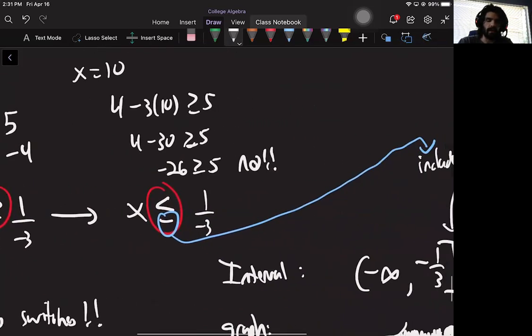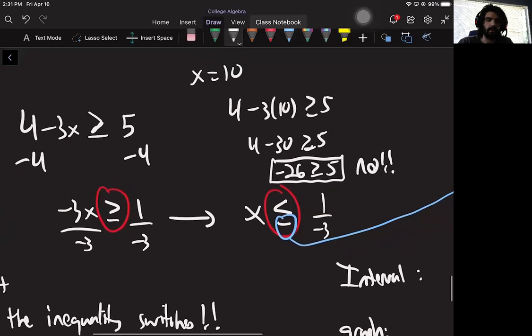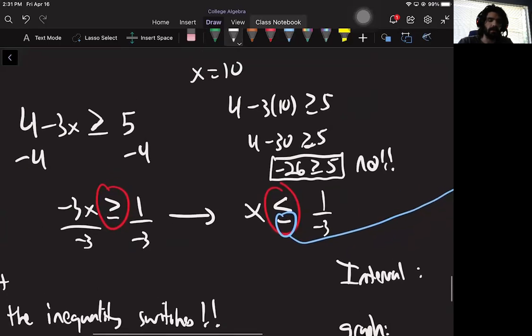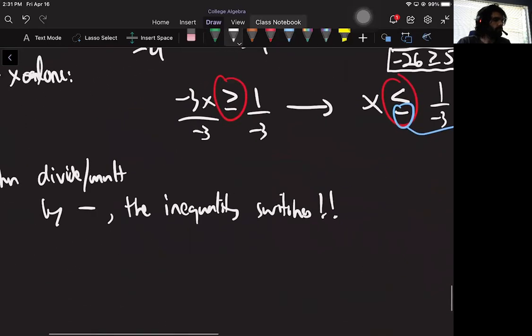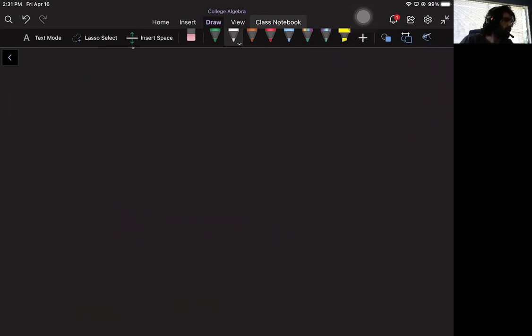So numbers to the left of -1/3 will make something pop out that makes sense. Numbers to the right of -1/3 will make something like this happen where it doesn't make sense. Okay, so we're solving for the ones that make sense when we do this, and then we're writing them in interval notation or graphically.